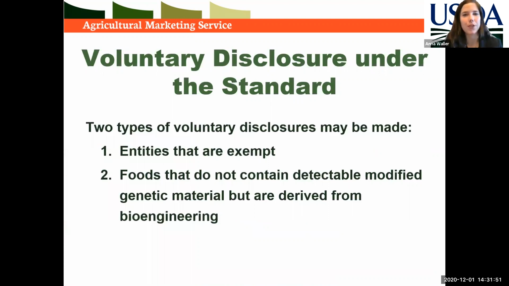The standard allows for 2 different types of voluntary disclosure. First, entities that are exempt, such as very small food manufacturers and restaurants, may voluntarily make bioengineered food disclosures. Second, regulated entities may make voluntary disclosures for foods that are derived from foods produced through bioengineering but do not contain detectable modified genetic material. The requirements for both types of disclosure are different and explained further on the following slides.